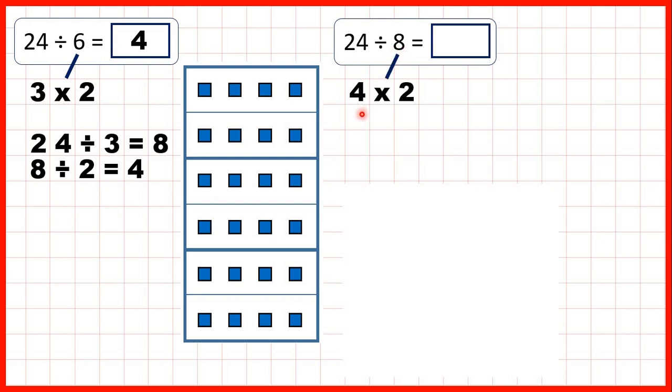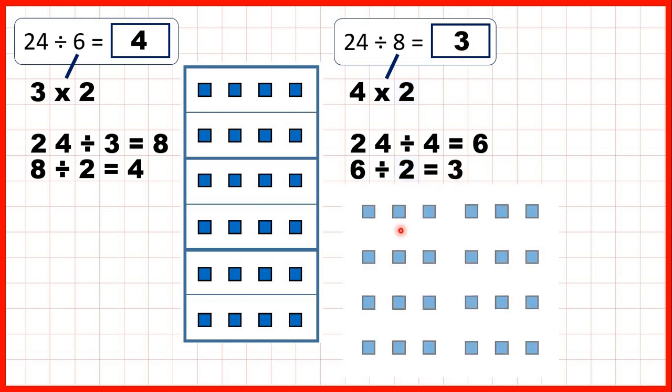Now, if we have 24 divided by 8, but we don't know our 8 times table, we could use the factor pairs 4 and 2, because 4 times 2 is 8. So first, we could divide 24 by 4 to get 6, and then we could take that answer and divide it by the other factor pair, so divide it by 2 to get 3 as our answer.